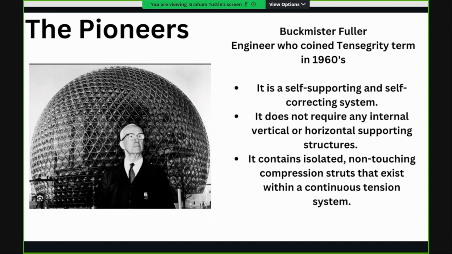So basically, when you stretch one part of the system, something else compresses, and that's why most people struggle with stretching. They never see many benefits because they're just making small little contractions, small little stretches, and they're not thinking about a global system. It does not require any internal, vertical, or horizontal supporting structures.